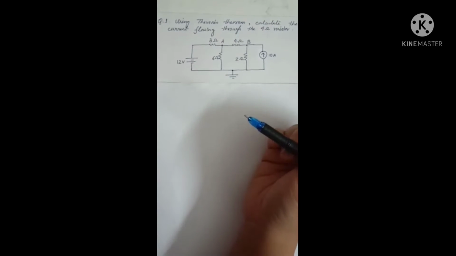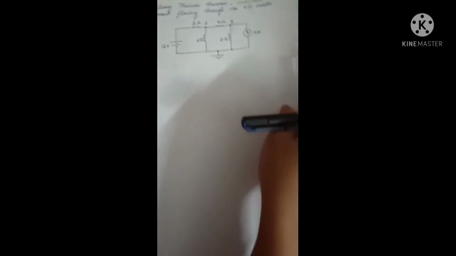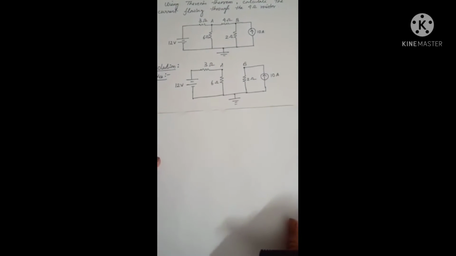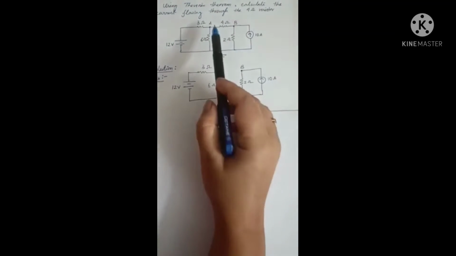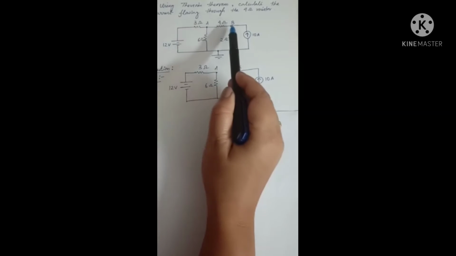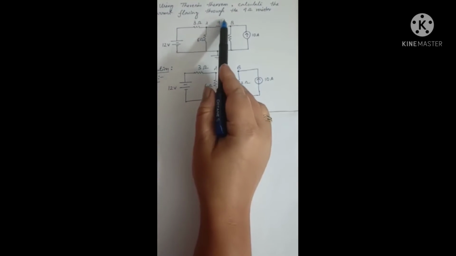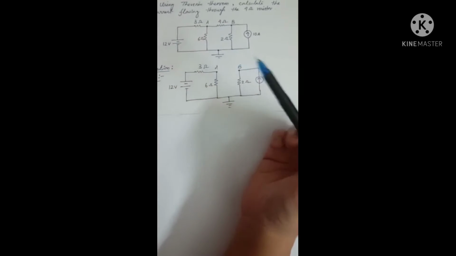So how we'll proceed? The first step is we have to first remove the load resistance from the circuit. So in the first step, we'll be removing this 4 ohm resistor from the circuit. So let this point be A, this point be B. So from these 2 points A and B, we have removed the 4 ohm resistor, which is our load resistor.